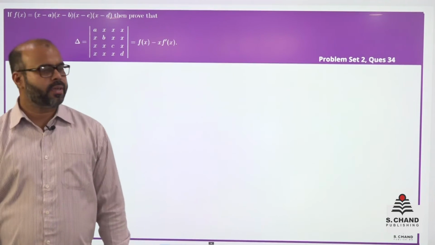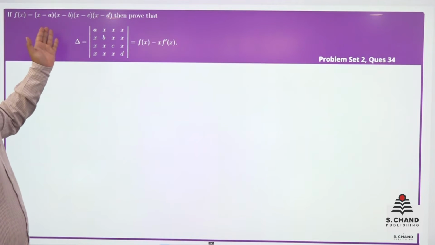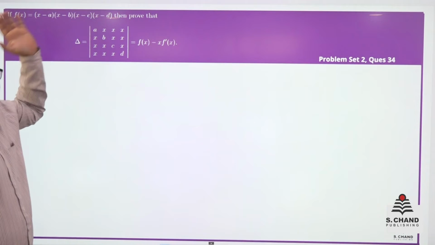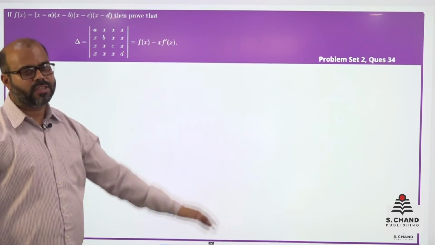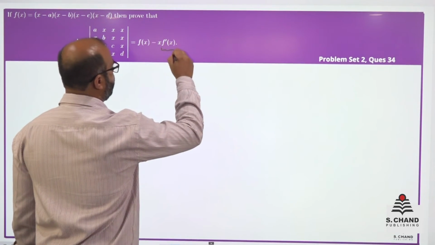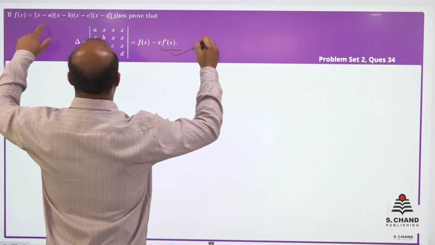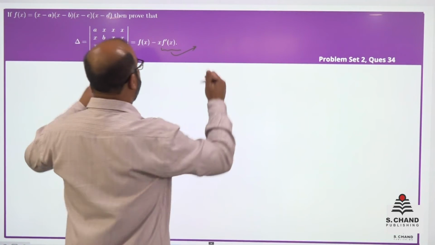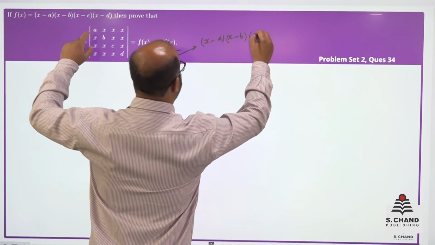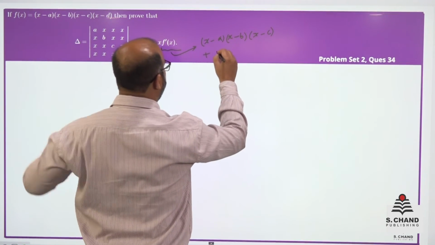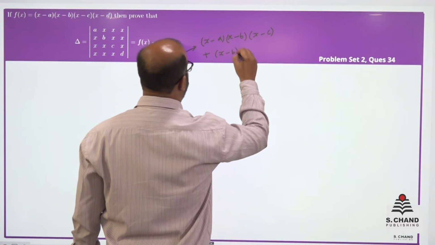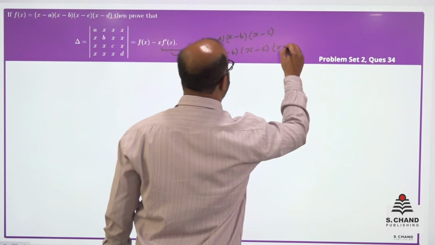Problem set 2, question number 34. Fx is x minus a, x minus b, x minus c, x minus d, then prove that delta is equal to this 4 cross 4 determinant, fx minus x f dash x. So what is x f dash x? F dash x, if we are talking about, it is actually nothing but the product rule of derivative will give you x minus a, x minus b, x minus c, plus next we don't have x minus a but x minus b, x minus c, x minus d.